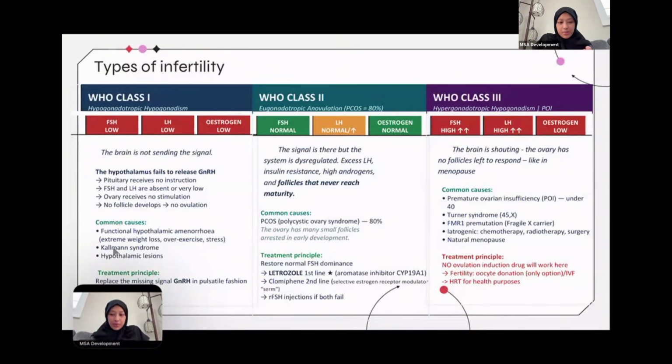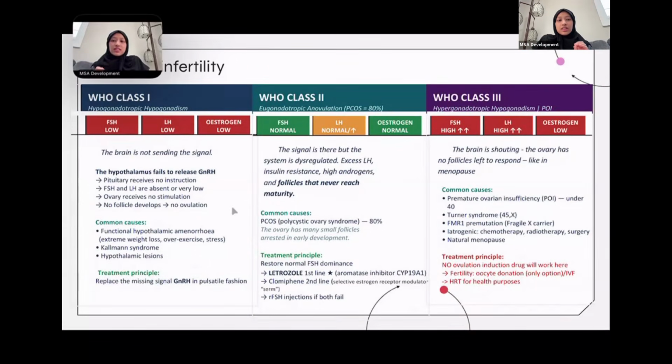There are things like, if you remember, Kallmann syndrome from the previous lectures, and hypothalamic lesions, so lesions or tumors that suppress or compress on the brain, right? So, what is the treatment behind this? It is simply that you replace the gonadotropin releasing hormone. You can give it in a pulsatile manner, like how the brain was supposed to release it, right? So the treatment is very simple.